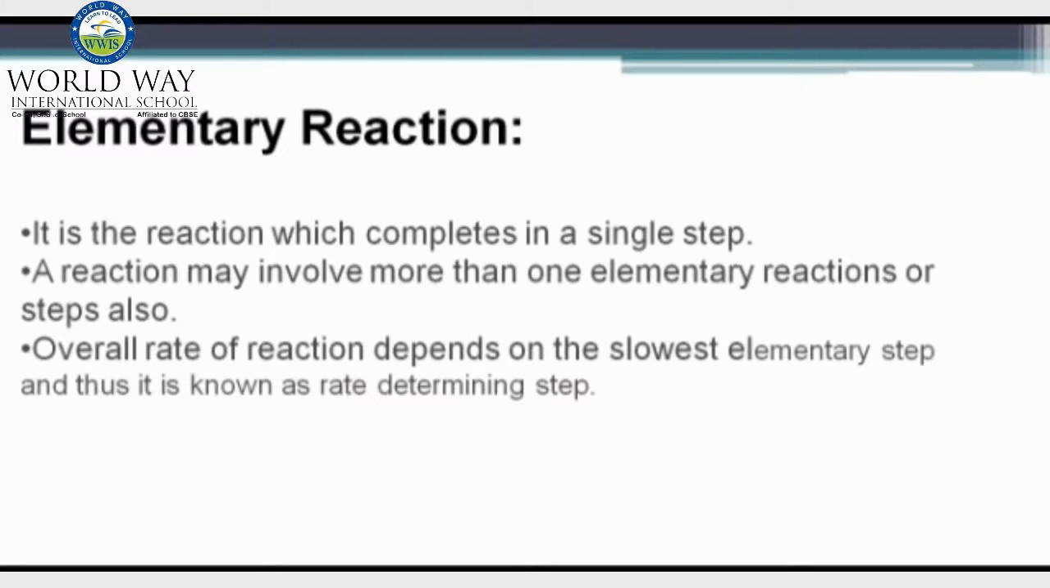Now we'll understand what is an elementary reaction. It is the reaction which gets completed in a single step. It is not necessary that every reaction gets completed in a single step. If a reaction involves more than one single reaction, it is called a complex reaction. The overall rate of reaction depends on the slowest elementary step, which is also called rate determining step.